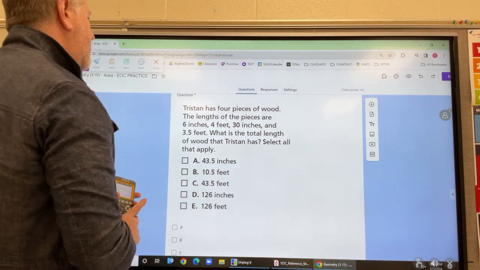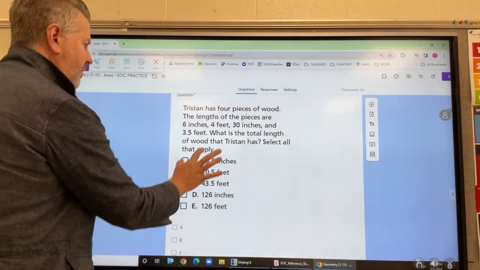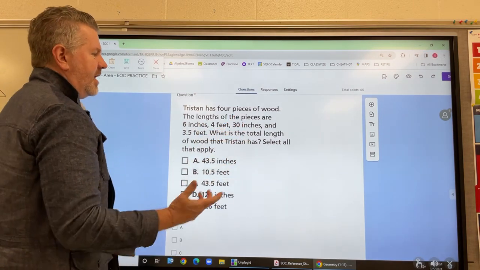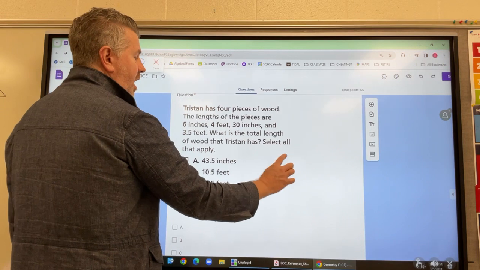Tristan has 4 pieces of wood. The length of the pieces are 6 inches, 4 feet, 30 inches and 3.5 feet. So we got 2 feet and 2 inches. So I don't know which way to go, so we'll just try both. So we'll do everything in inches.